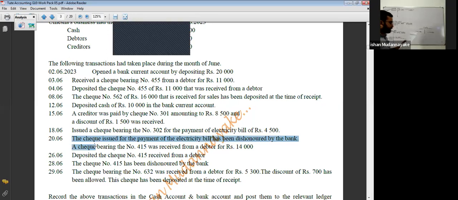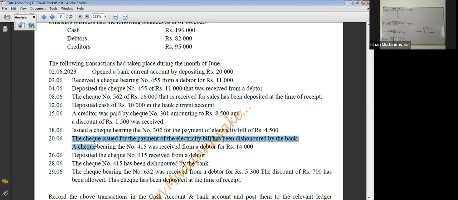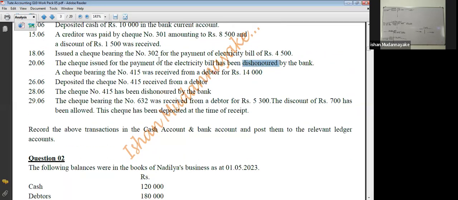Look at the next transaction. 20th June. What's the transaction? The check issued for the payment of the electricity bill has been dishonored by the bank. Now, what do we mean by dishonored? Returned by the bank. Dishonored means the bank refused to pay cash for that check.